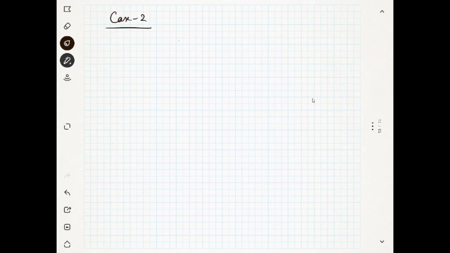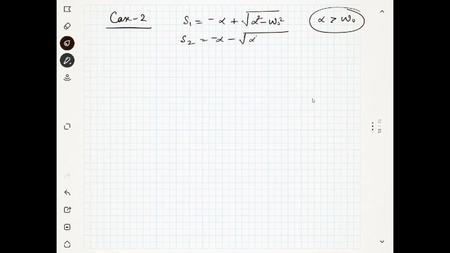Case 2 was having two roots. One is equal to minus alpha plus square root of alpha square minus omega naught square. We have already given that alpha is greater than omega naught, right? This was our case 2. And S2 is equal to minus alpha minus square root of alpha square minus omega naught square. Both roots are real, right? So roots are real, I told you.